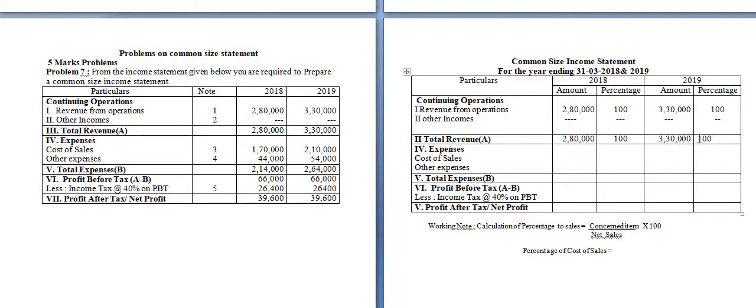Now from this revenue deduct the expenses. Which all expenses are given? Cost of sales. What is the amount of cost of sales? 1,70,000. So write here 1,70,000. Now find out the percentage of 1,70,000, that is the percentage of cost of sales. Formula is concerned item. Now here concerned item is cost of sales. So what is the amount of cost of sales? 1,70,000.